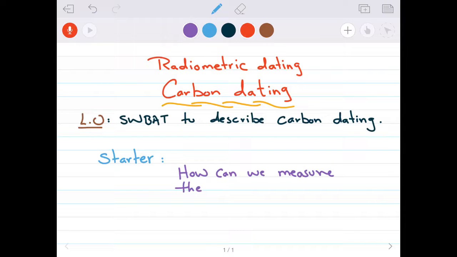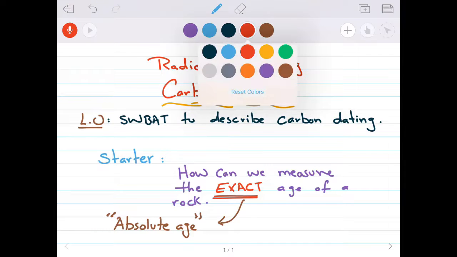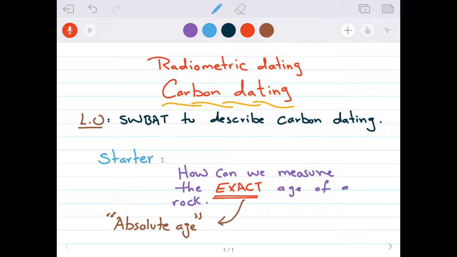As a starter question, think about this before we actually start the session. How can we measure the exact age of a rock? And when I say exact, I'm just saying the absolute age. Have a minute to think about that before we move on.